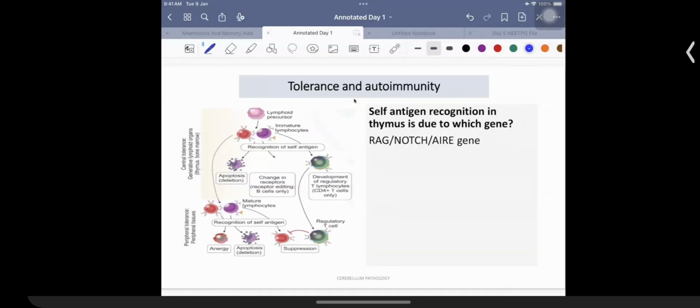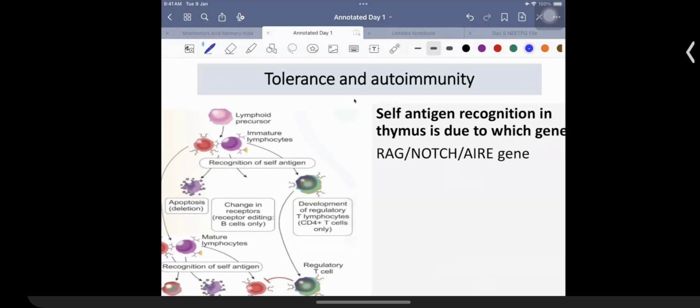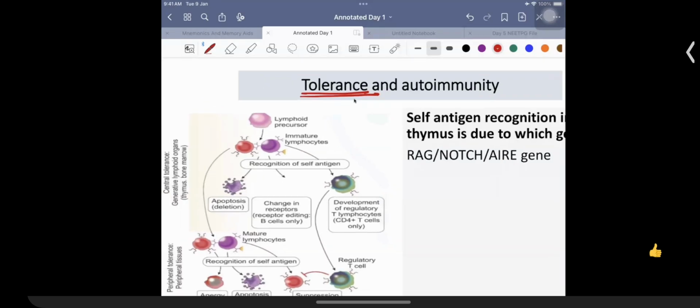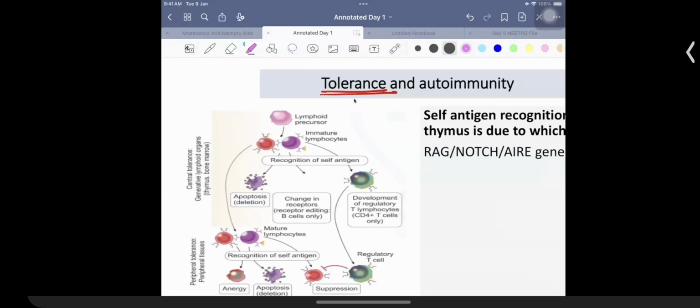I hope that's easy. Talking about then the concept of tolerance and autoimmunity. Tolerance means that the immune system is not going to work against self. This tolerance can be of two types. Either it takes place in the thymus and bone marrow, then it is given the name of central tolerance. Do excuse me on that.